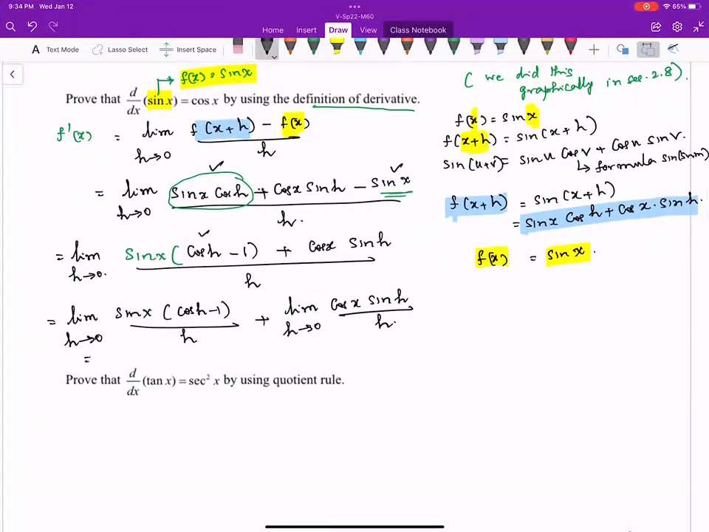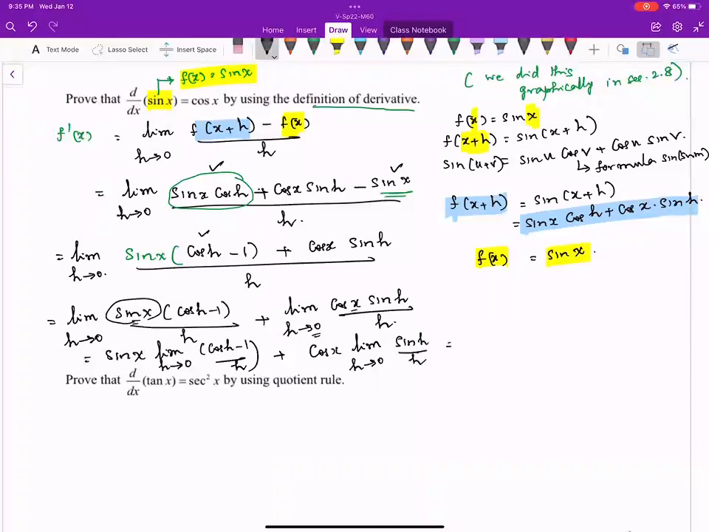As h is approaching 0, sin x is independent of that. So sin x can be taken outside of the limit because it has got nothing to do with where h is approaching to. Now, the other one, cosine h minus 1 over h plus, again, when h approaches 0, cosine x is independent of it. So it is cosine x times limit as h approaching 0, sine h over h.